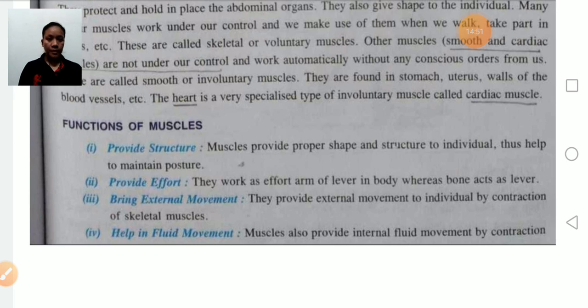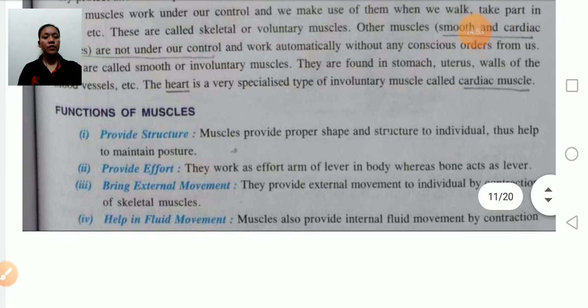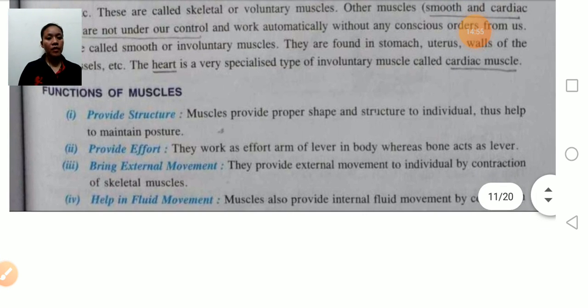Provide effort. They work as effort arms of levers in the body, whereas bone acts as the lever. Muscles are the effort arm of levers, they help the levers.